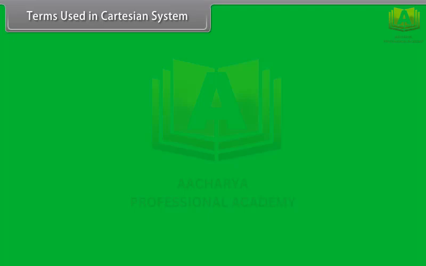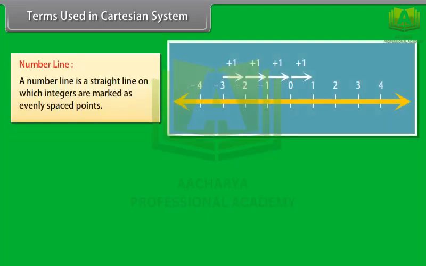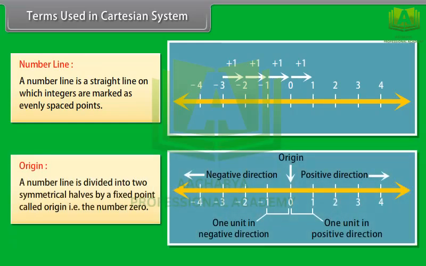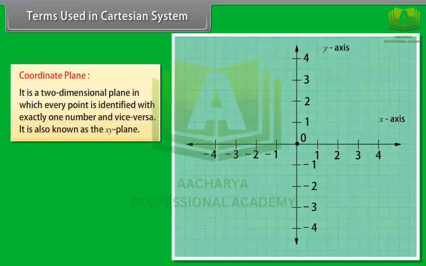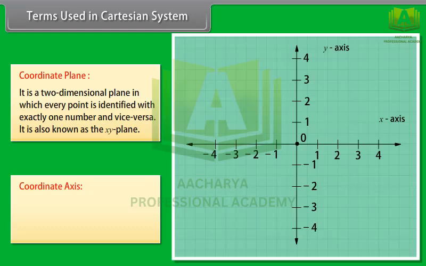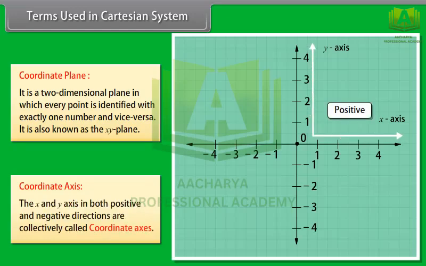Before going further, let's look at some definitions. A number line is a straight line on which integers are marked as evenly spaced points. Origin: a number line is divided into two symmetrical halves by a fixed point called the origin, that is, the number 0. Coordinate plane: it is a two-dimensional plane in which every point is identified with exactly one number and vice versa. It is also known as the xy plane.